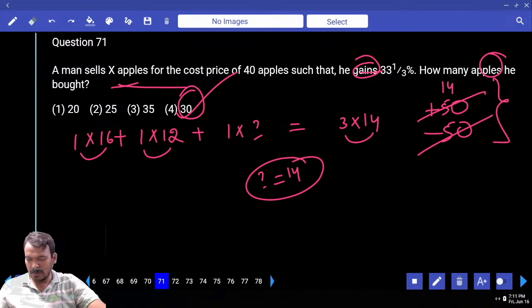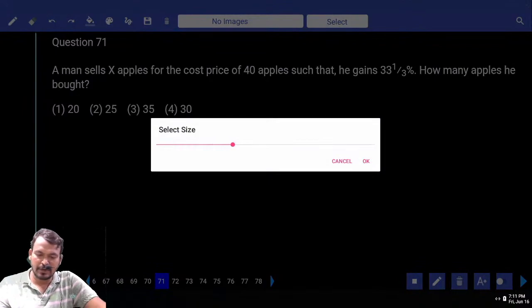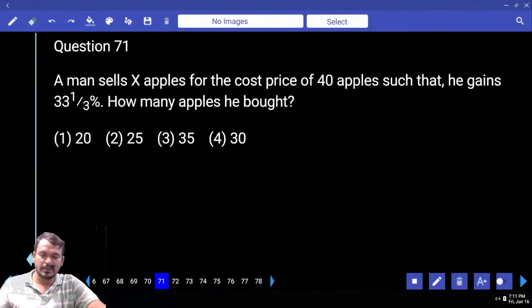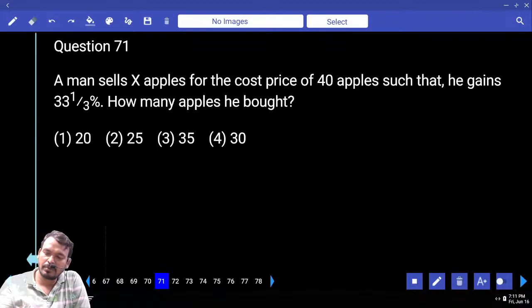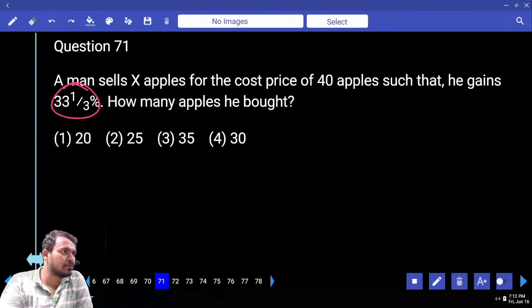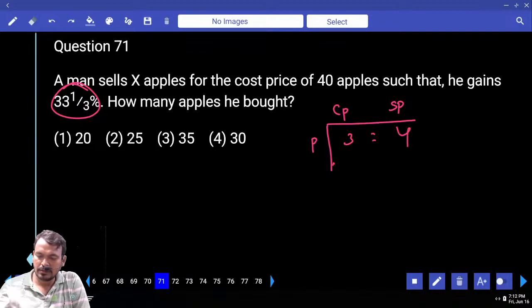Next 71. A man sells X apples for the cost price of 40 apples such that he gained 33 1 by 3%. How many apples did he bought? And here the expenditure is same or different? Same. It means articles and price are inversely proportional. What is the profit percent? 33 1 by 3%. What is the fraction? 1 by 3, or not? Means CP and SP price ratio we write 3:4. Prices are 3:4, articles 4:3, or not?